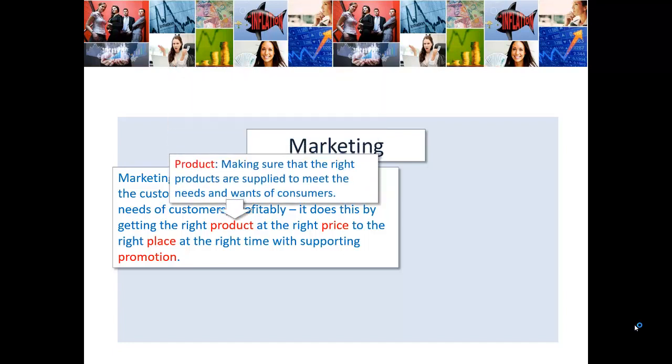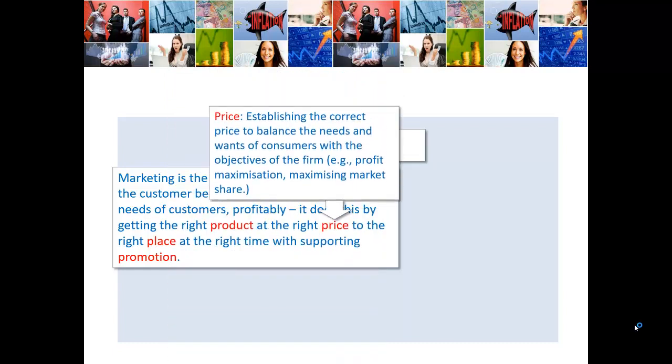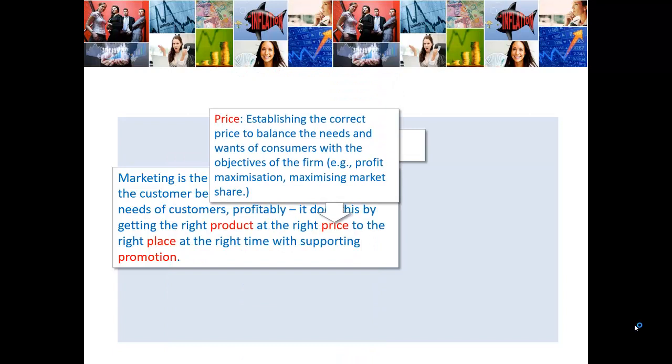Product, making sure that the right products are supplied to meet the needs and wants of customers. Price, establishing the correct price to balance the needs and wants of consumers with the objectives of the firm, which may be profit maximizing, it could be maximizing market share.